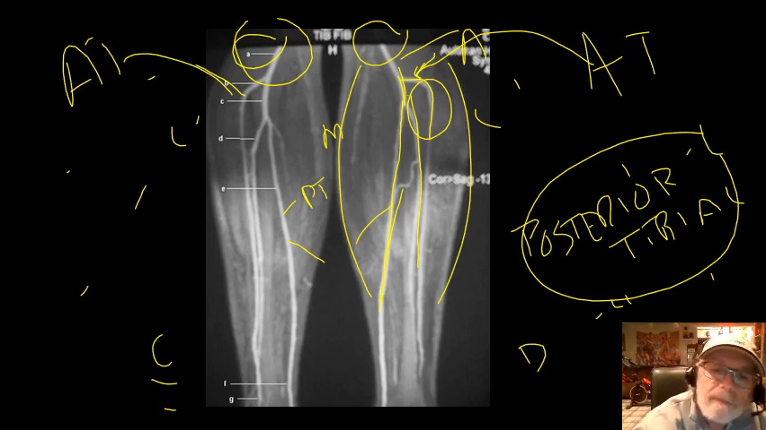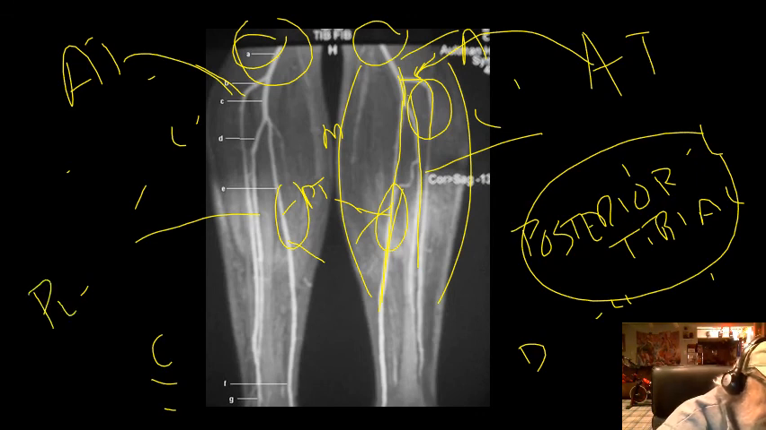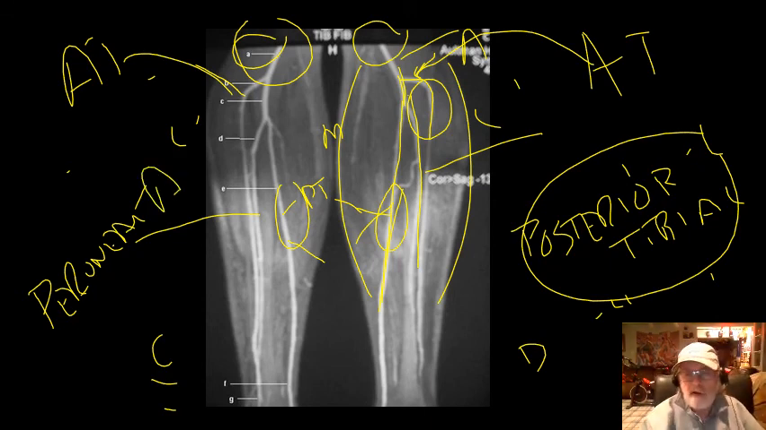That's the posterior tib right there. The other branch that's right here is called the peroneal artery. And that goes to the lateral aspect of the leg. That lateral compartment, remember, with the peroneus longus and peroneus brevis, it goes to those muscles and supplies the lateral aspect of the leg. And that's the peroneal artery.